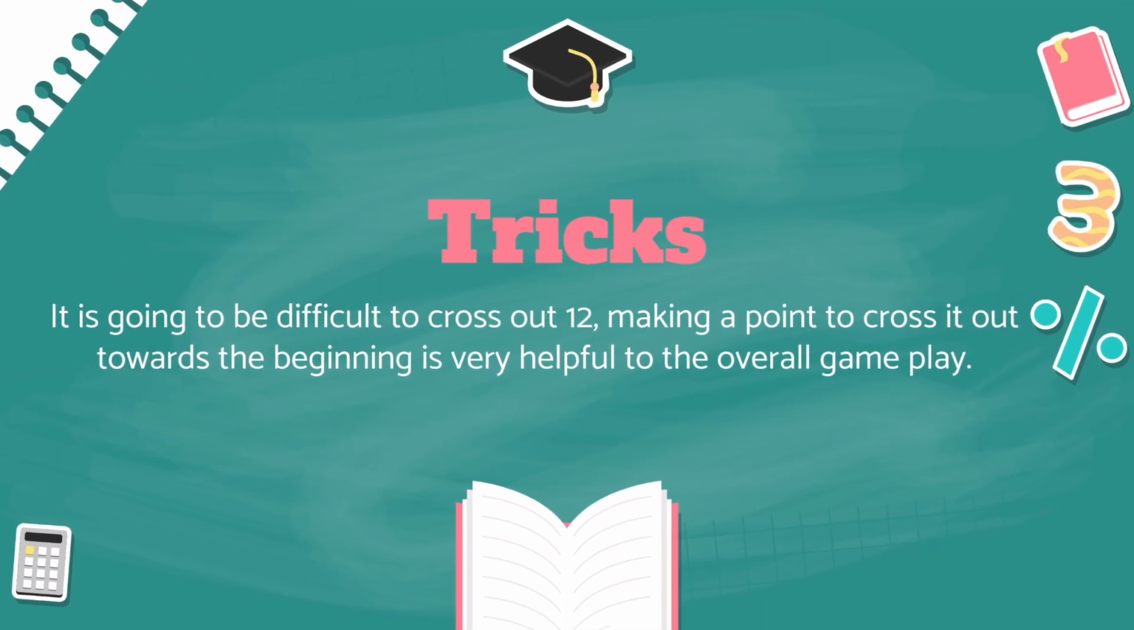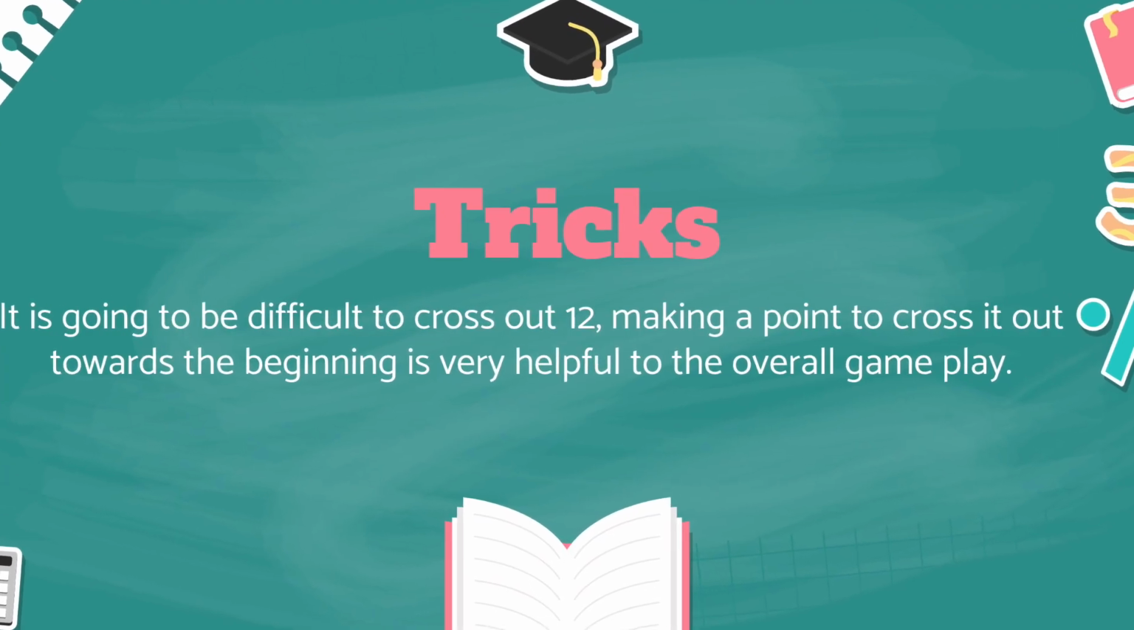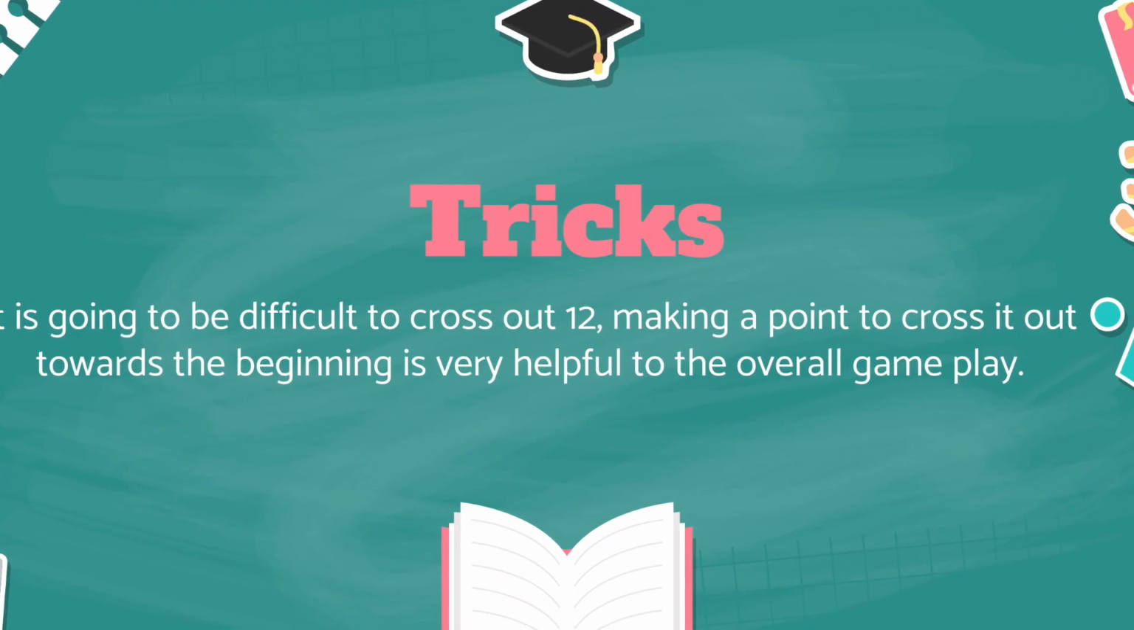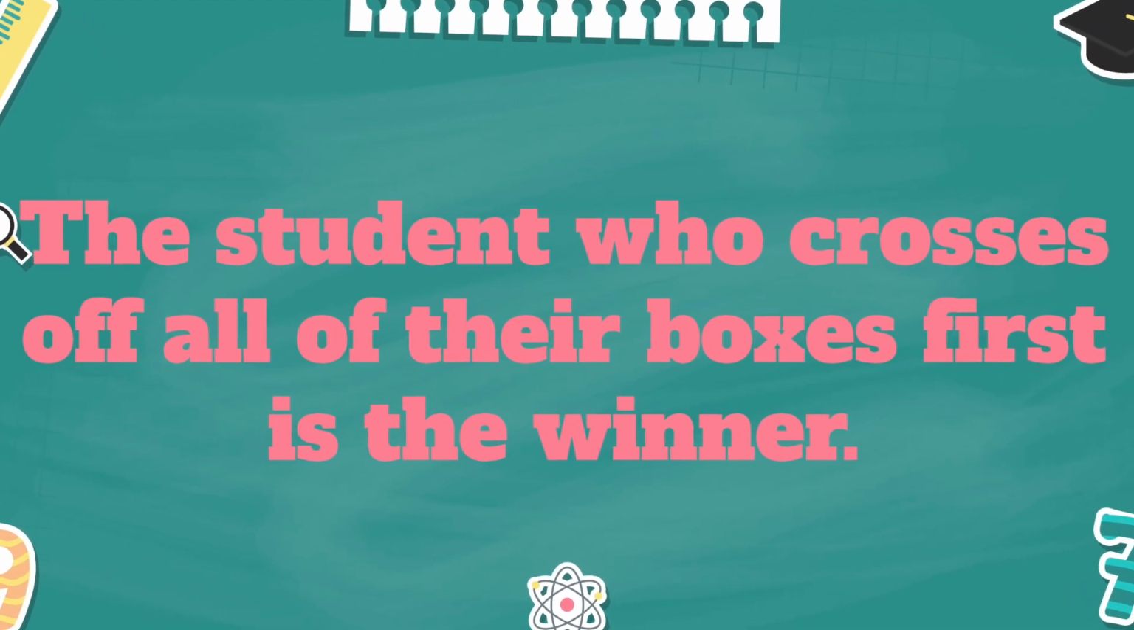It's going to be difficult to cross off 12. Making a point to cross it off towards the beginning is very helpful in the overall gameplay. The student who crosses off all of their factors first is the winner.